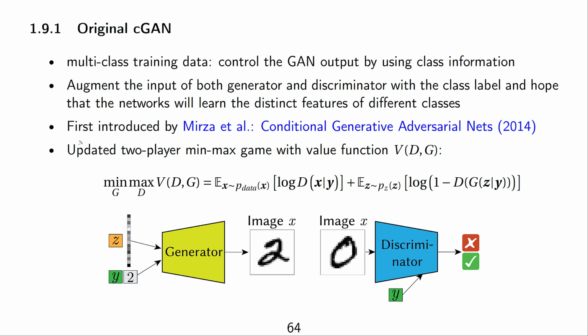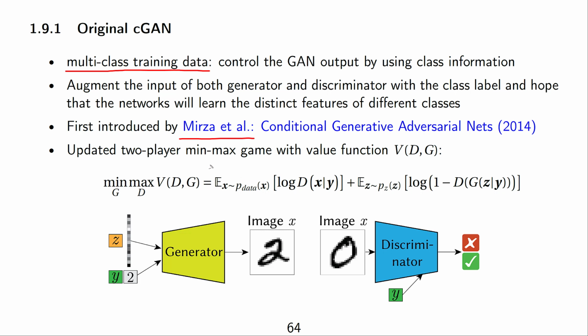In order to train these conditional GANs, one needs multi-class training data. That means the images that are trained on need to have a class label. And one would like to use these class labels to control the output of the GAN. As we will discuss in the figure below, we will augment the input for both the generator and discriminator with class labels. This was first introduced by Mirza et al. in the paper Conditional Generative Adversarial Nets.